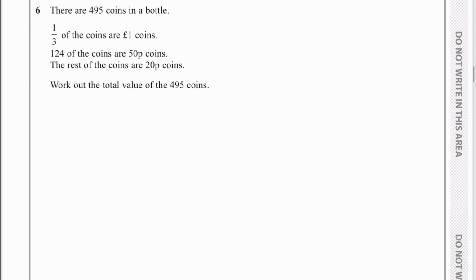There's 495 coins in a bottle and a third of the coins are £1 coins. Okay, now this is a calculator paper, so if you have a calculator available, you would work out a third of 495, and that's going to be 165 coins, and therefore the monetary value of the £1 coins is going to be £165.